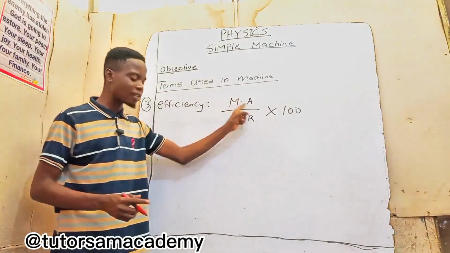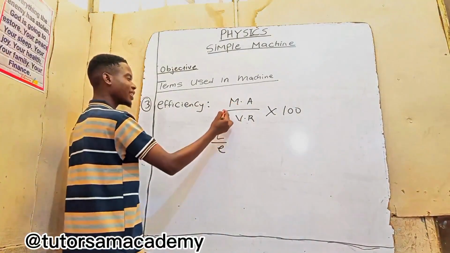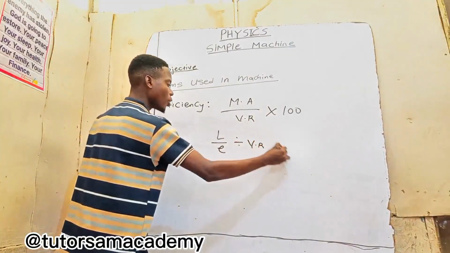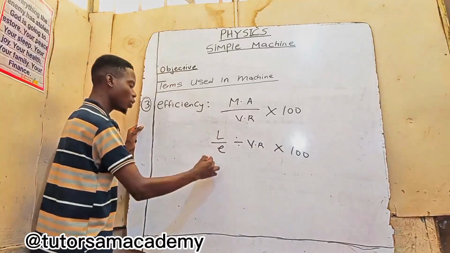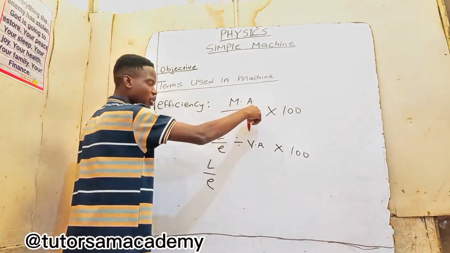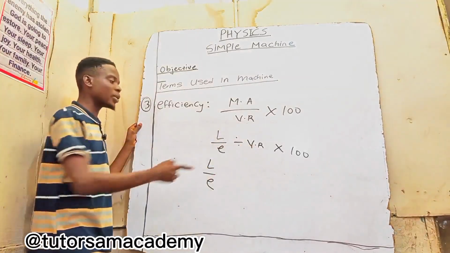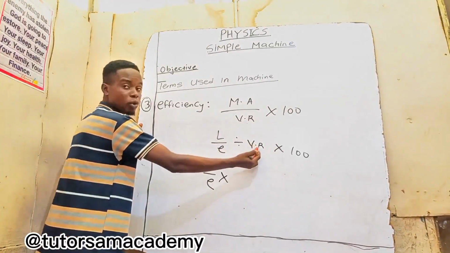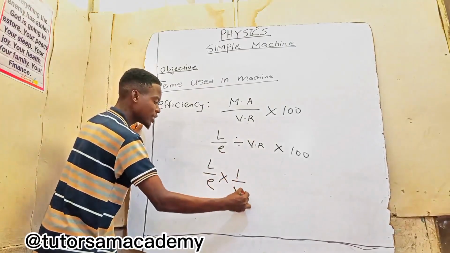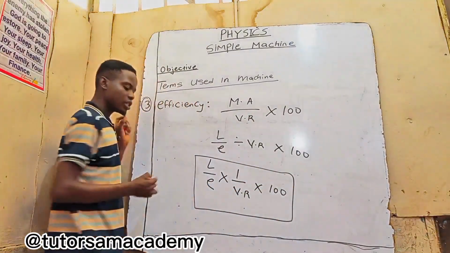Don't forget, we say mechanical advantage is load over effort. So this is only mechanical advantage divided by velocity ratio, multiplied by 100. This load over effort is coming from our mechanical advantage, and this is my velocity ratio. If I'm to change this division to multiplication, mathematically, you take the reciprocal of velocity ratio. Reciprocal means that if it is velocity ratio over 1, it will become 1 over velocity ratio, multiplied by 100. So this is our formula for efficiency of a machine.